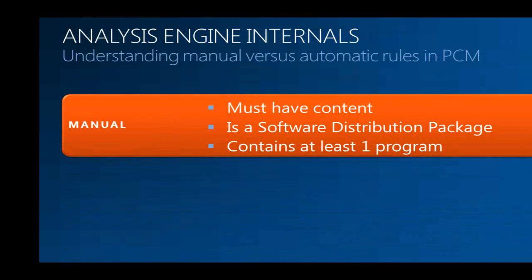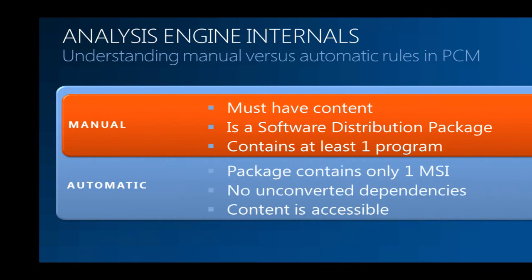So the manual stuff, this is sort of a hierarchy. If you have at least these 3 things, we'll tell you it's manual, right? You must have content. You must have a content share. It has to be somewhere. We have to be able to know where it is, right? It has to be a software distribution package, and it has to have at least 1 program. If it has those 3 things, we'll say it's manual, right? Then, if it has these other 3 things, so if 6 things are met, then it's automatic.